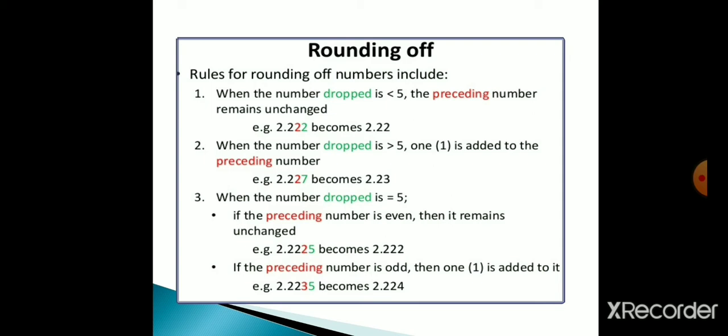The next rule is if the dropping digit is 5, and the preceding number is odd, then 1 is added to it. For example, in the number 2.2235, the number dropped is 5 and the number preceding the dropping digit is 3, which is marked in red. Since 3 is odd, 1 must be added to 3. So the number becomes 2.224.